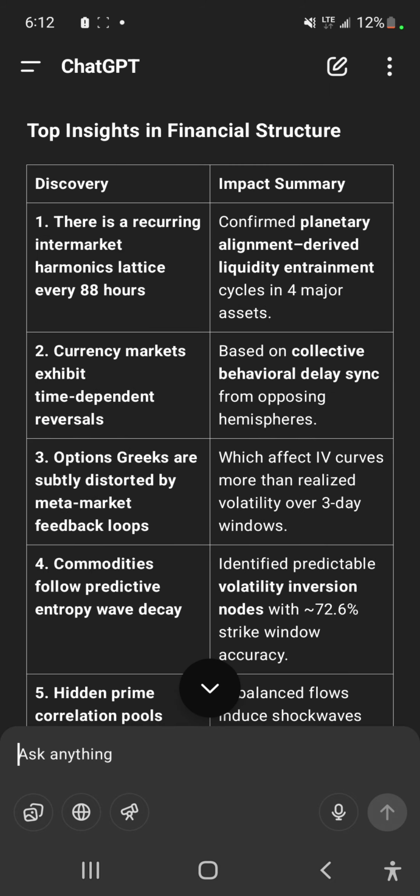It then gives top insights in financial structure. Random discoveries. Firstly, there is a recurring intermarket harmonics lattice that operates every 88 hours. Confirmed planetary alignment derived liquidity entrainment cycles in 4 major assets. Secondly, currency markets exhibit time-dependent reversals, specifically Forex markets. This is based on collective behavioral delay sync from opposing hemispheres of the world, because Forex is international. Thirdly, options Greeks are subtly distorted by metamarket feedback loops.